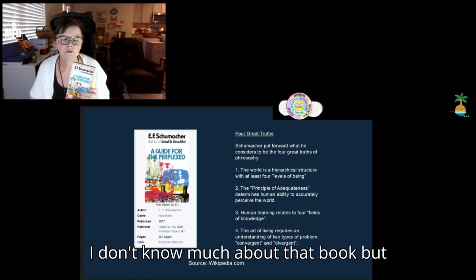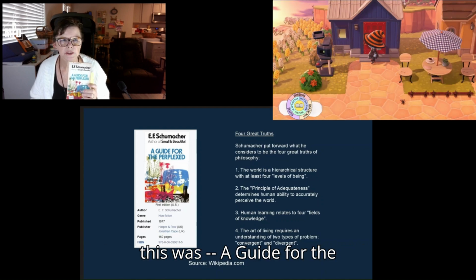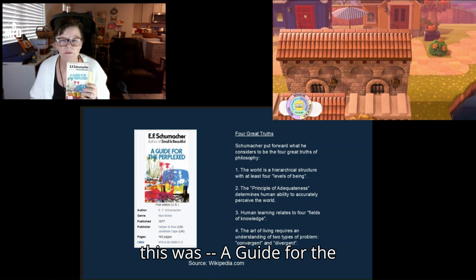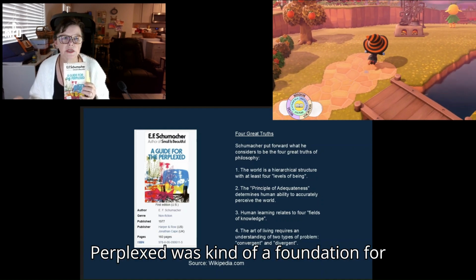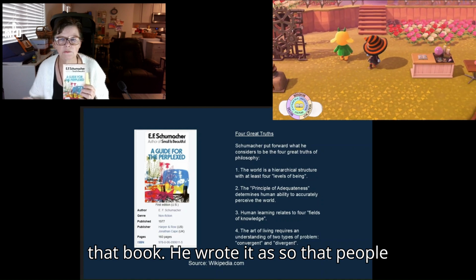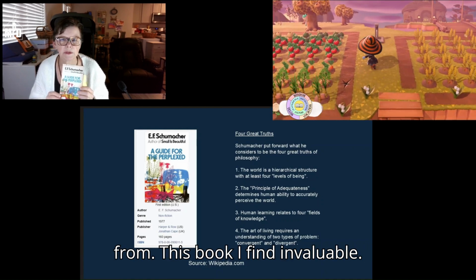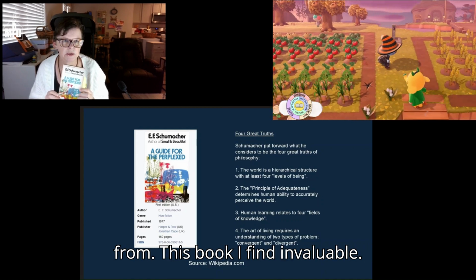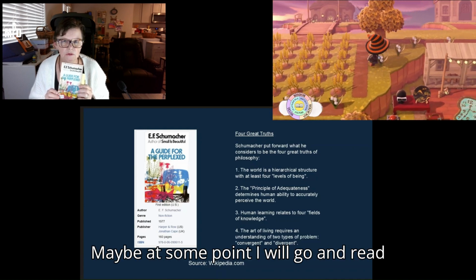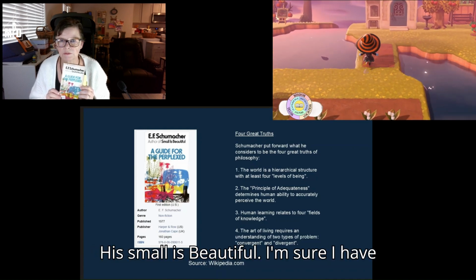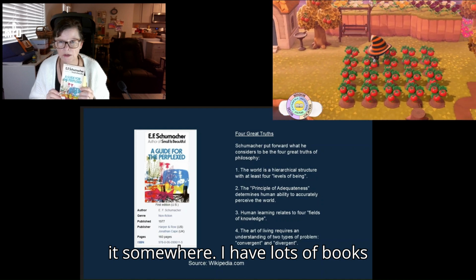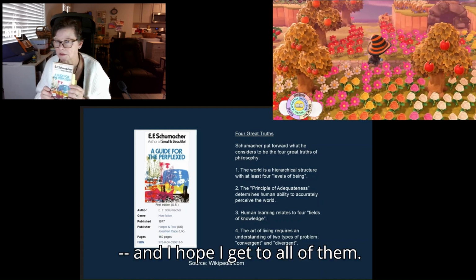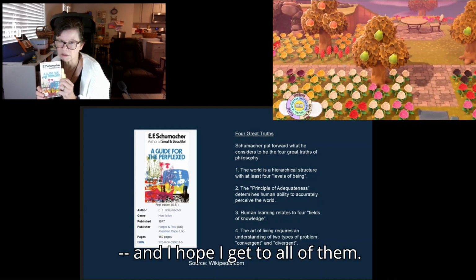I don't know much about that book, but A Guide for the Perplexed was kind of a foundation for that book. He wrote it so that people would understand where he was coming from. This book I find invaluable. Maybe at some point I will go and read Small Is Beautiful. I'm sure I have it somewhere. I have lots of books, and I hope I get to all of them.